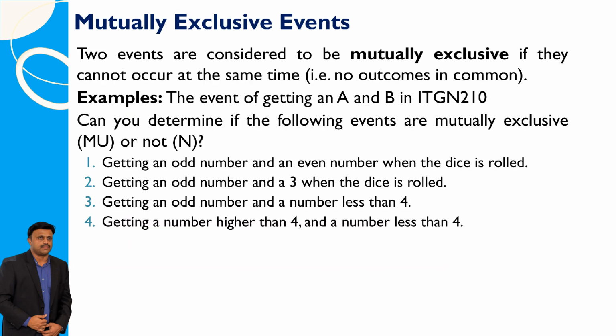Two events are mutually exclusive if they cannot occur simultaneously, meaning they have no outcomes in common. For example, in the context of rolling a die, getting an odd number and an even number are mutually exclusive events because a single roll cannot result in both. In contrast, getting an odd number and a 3, or getting an odd number and a number less than 4, are not mutually exclusive since the outcomes overlap. Similarly, getting a number higher than 4 and a number less than 4 are mutually exclusive because one roll cannot meet both conditions at once.